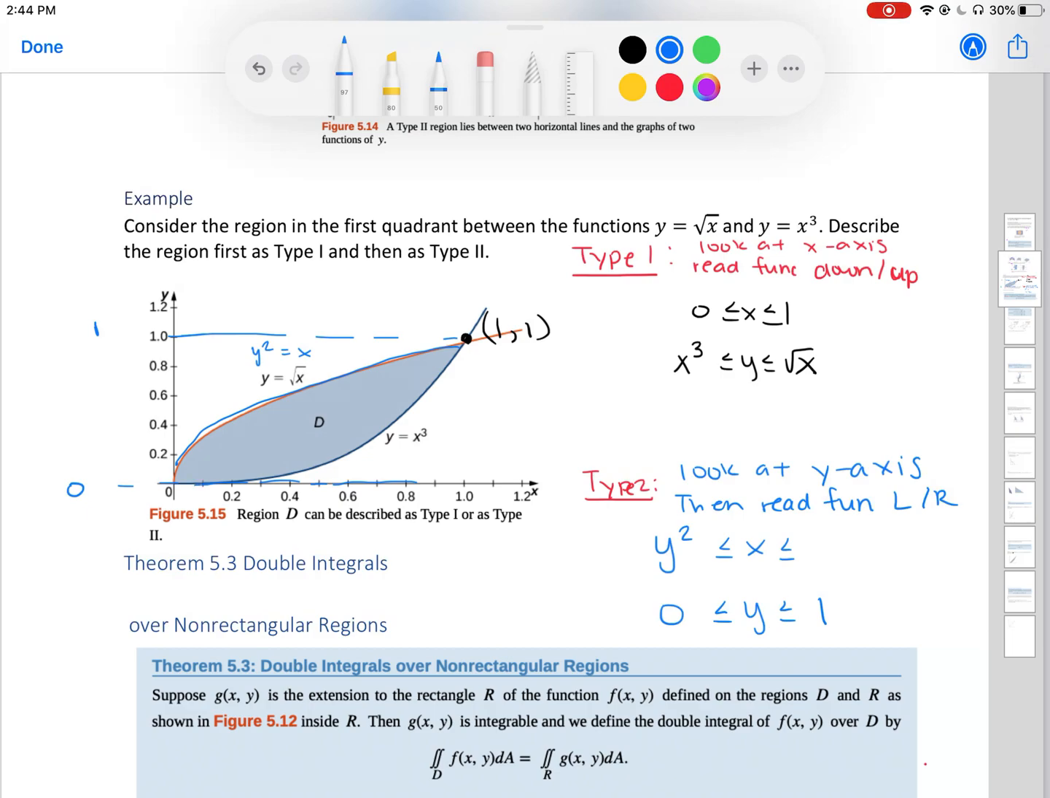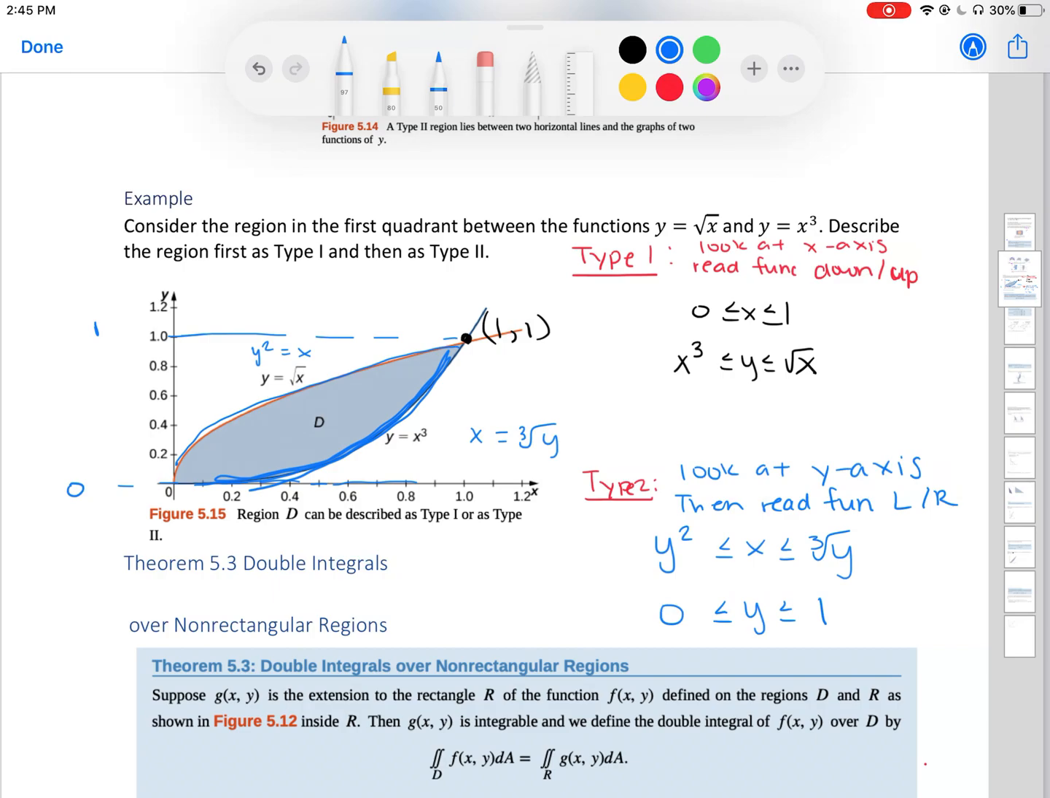And now my second one would be this function here. Same deal, I need to make sure it's in terms of y, so I need to solve for x. I take the cube root of both sides so that I have x equal to the cube root of y. And there we have it.